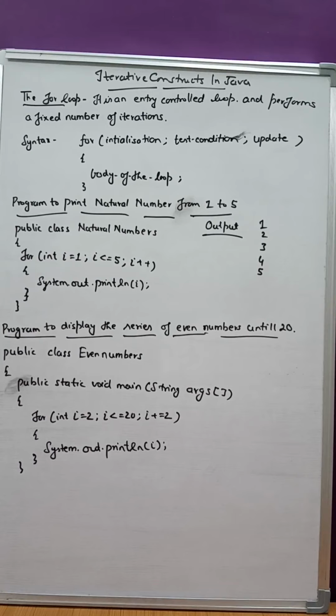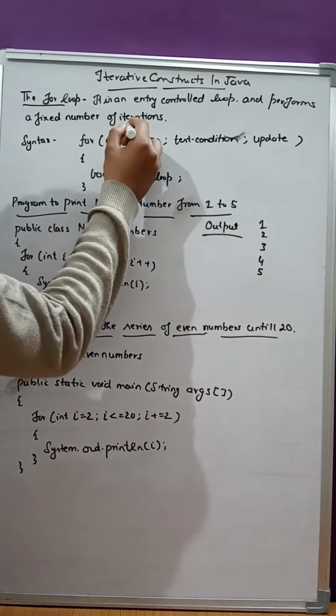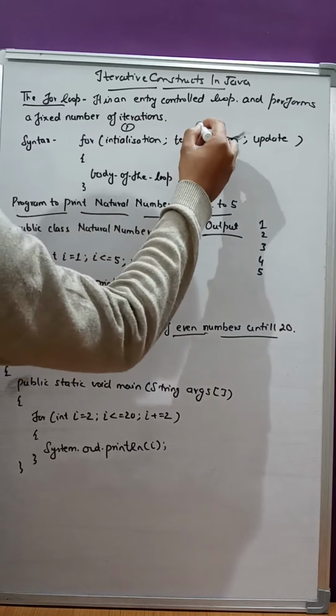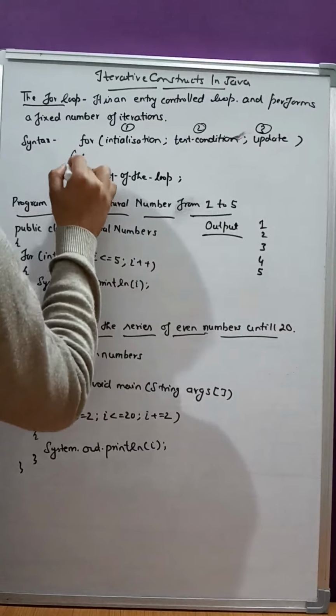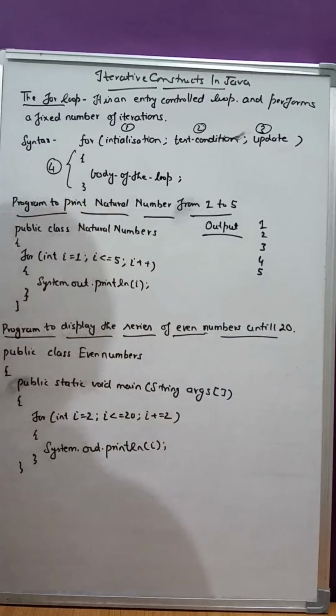Also, in the earlier video in this class I discussed the segments of the loop, and I discussed four things: initialization, test condition, update, and the last part is the body of the loop. So this is the first: initialization, test condition, update, and this particular part is the body of the loop.